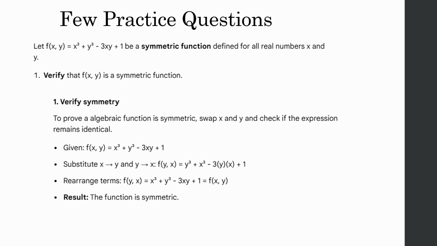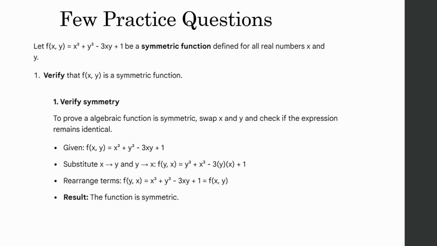Now verify that f of x comma y is symmetric. In order to verify symmetry, you need to swap x and y in the expression and see whether it remains identical. So the first step: given is f of x comma y equals x cube plus y cube minus 3xy plus 1. Now substitute x with y and y with x. Then the function will become f of y comma x equals y cube plus x cube minus 3xy plus 1.